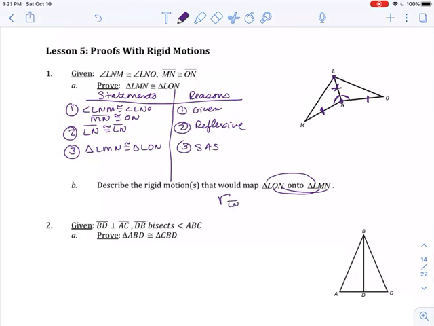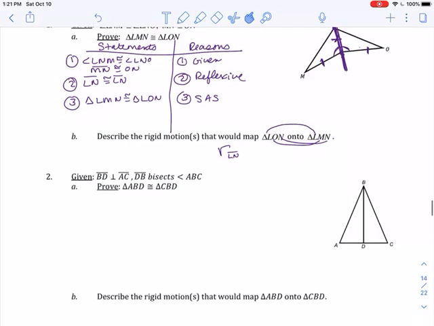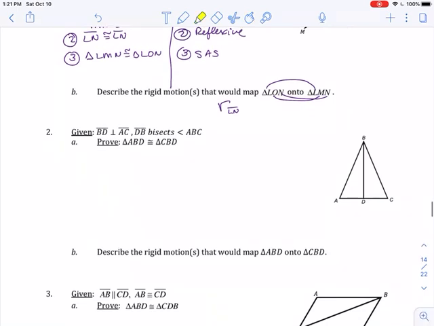I did a reflection over the line LN, and I can write it like this. If you want to write out the word reflection, you can certainly write out the word reflection. But hopefully you can see if I was to reflect the triangle on the left over that line, it would land on top of that other triangle.